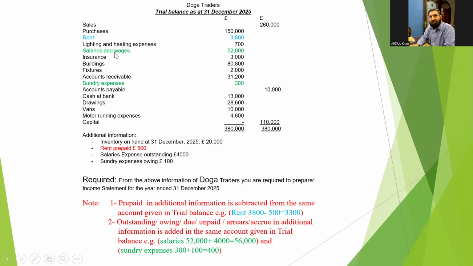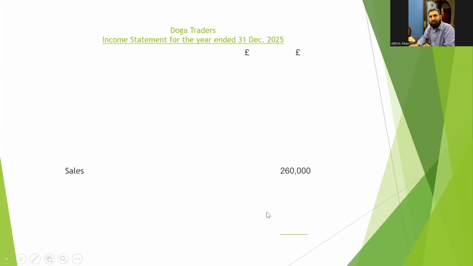Then you have salaries and wages. Salaries is 50,000, but salaries and wages how much? 4,000. So what will you do? Outstanding. So here 52,000 plus 4,000. Okay. Now we can go back here.